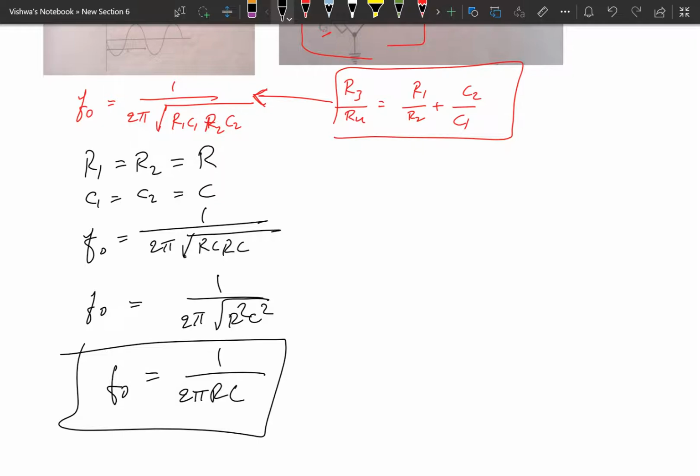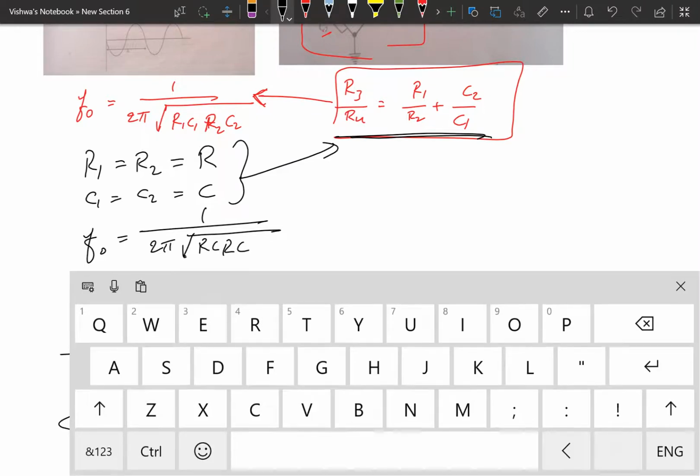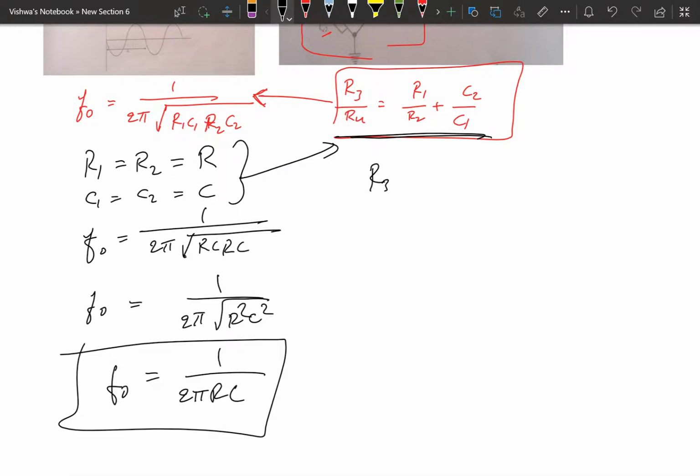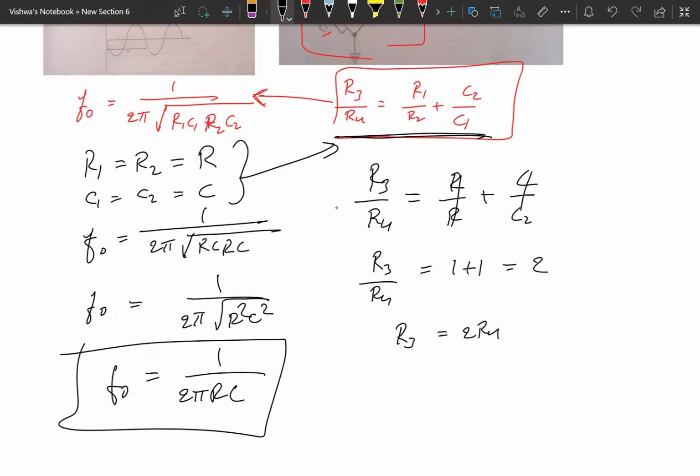And then from these equations, substituting the same condition, R3 by R4 is equal to R divided by R plus C divided by C, because R1 and R2 are both equal to R, and C1 and C2 equal to C. These cancel, so 1 plus 1, R3 by R4 is equal to 2. Then R3 is equal to 2 times R4. This is one more equation.